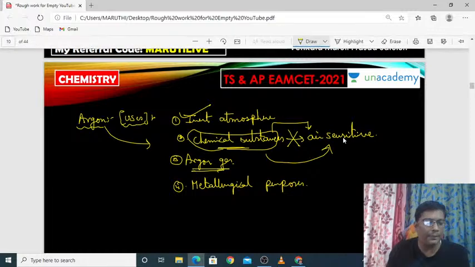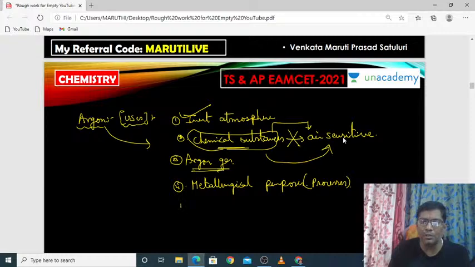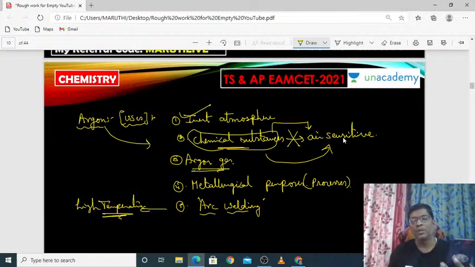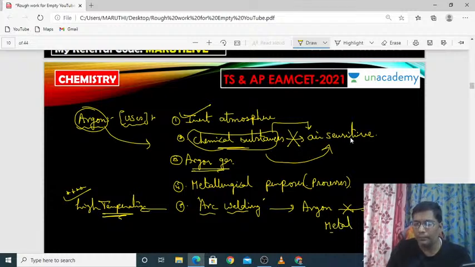Okay, and in the same way in metallurgical purposes and processes also. In the metallurgical process also we are using this argon, like arc welding. We do welding, right? That means we are using a high temperature in this case, very high temperature. So at this high temperature, the argon cannot react with the metal body. In the arc welding the argon cannot react with the metal. So it is the advantage of the argon.